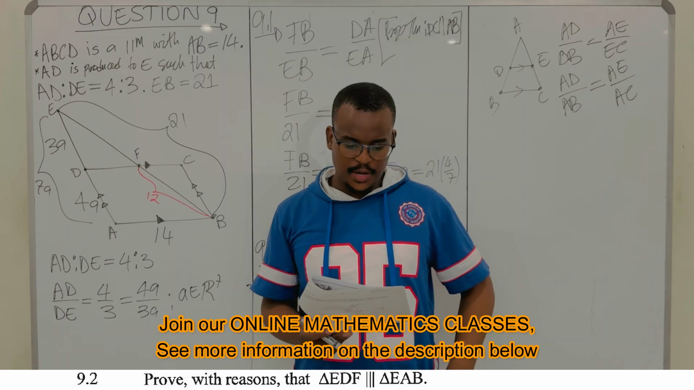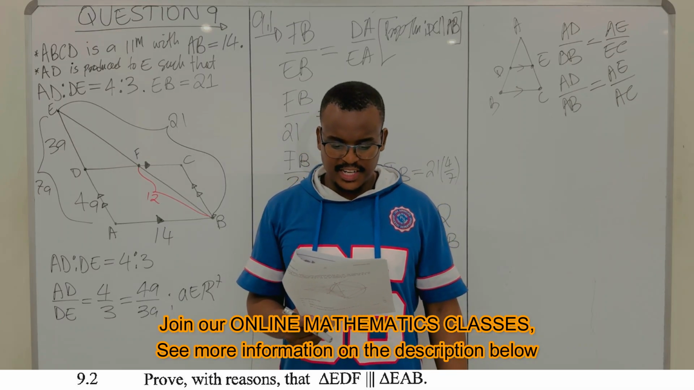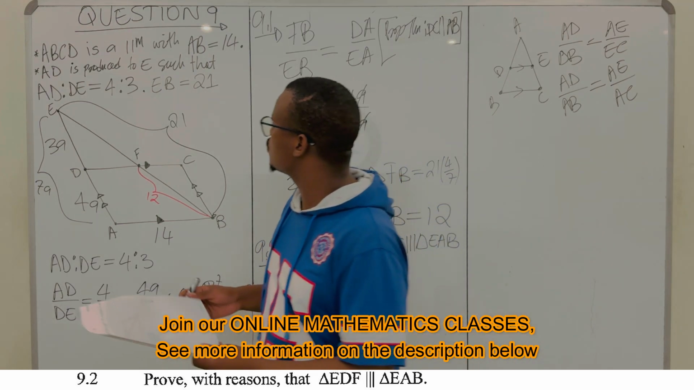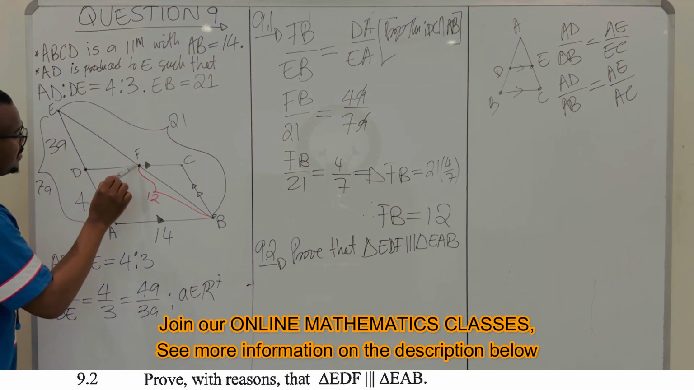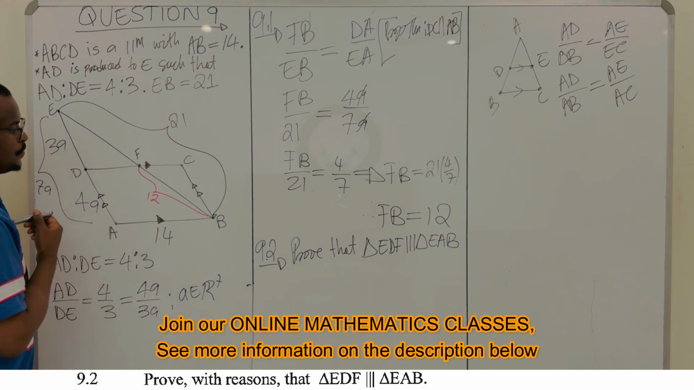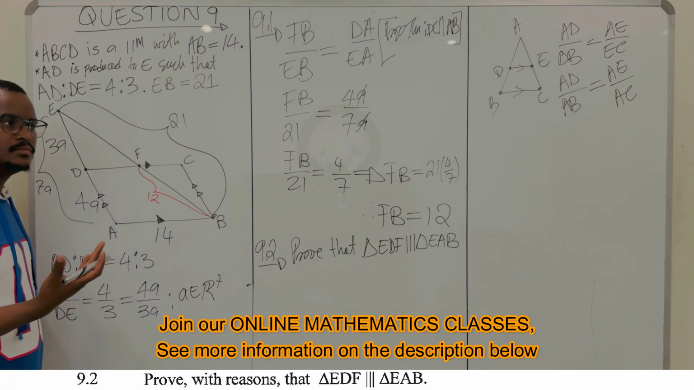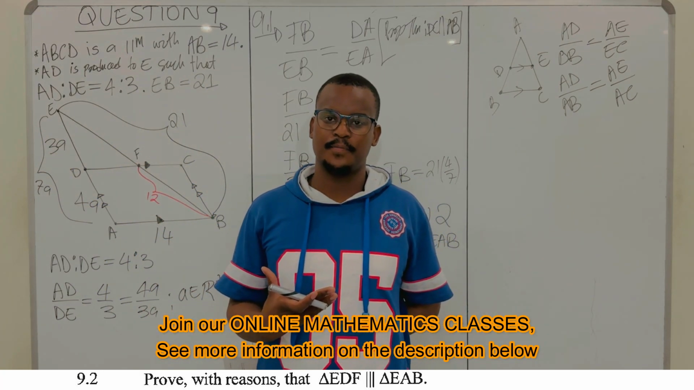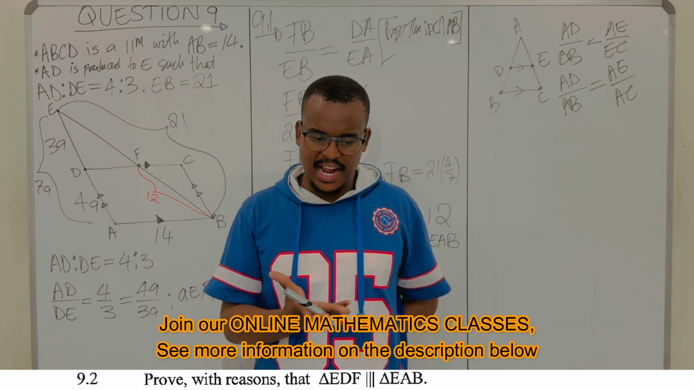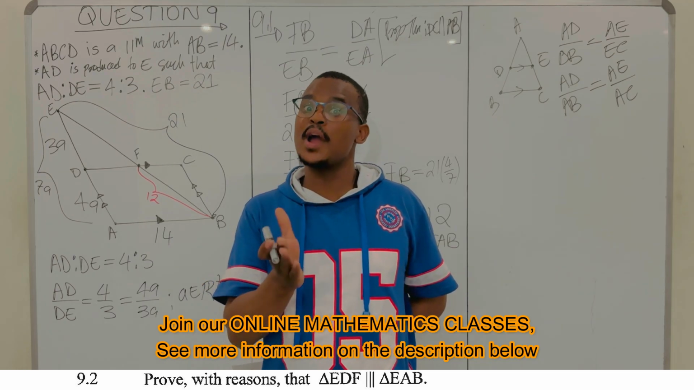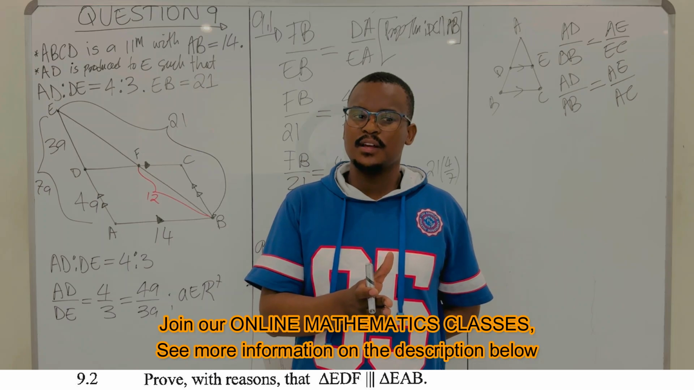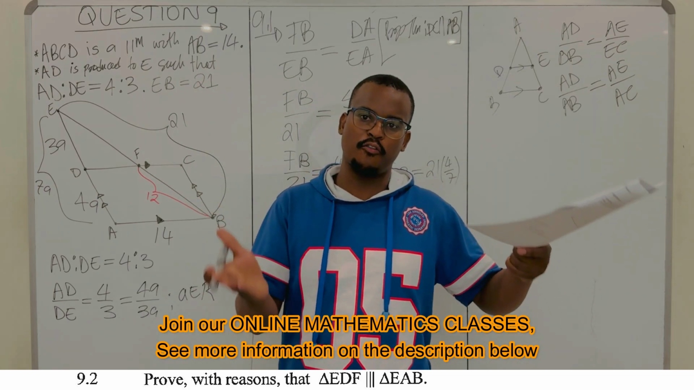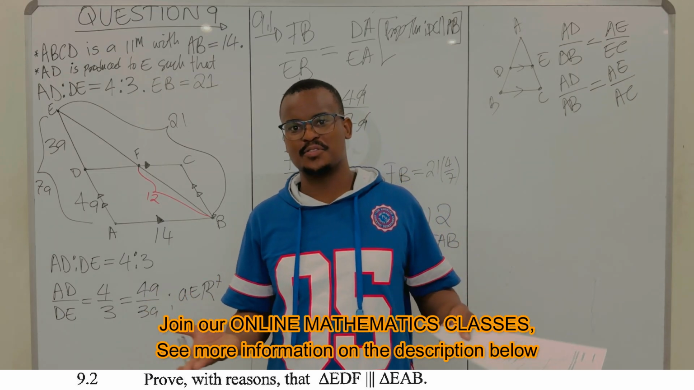Okay, so now we're doing 9.2. At 9.2, they're saying, prove with reason that triangle EDF is similar to triangle EAB. So they want us to prove that triangle EDF is similar to triangle EAB. What does it mean for triangles to be similar? If you're saying two triangles are similar, you're saying they are scaled versions of each other, which means they look identical to each other, or they look like each other but one is a bigger version of the other, if that makes sense.